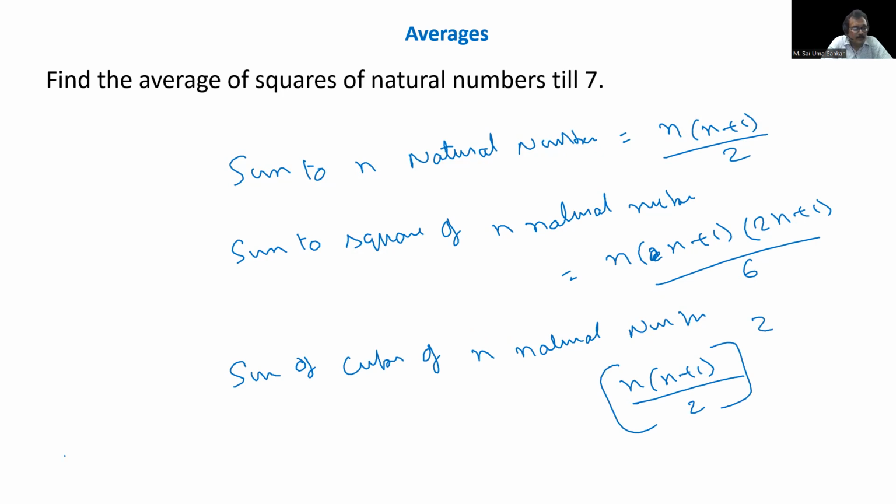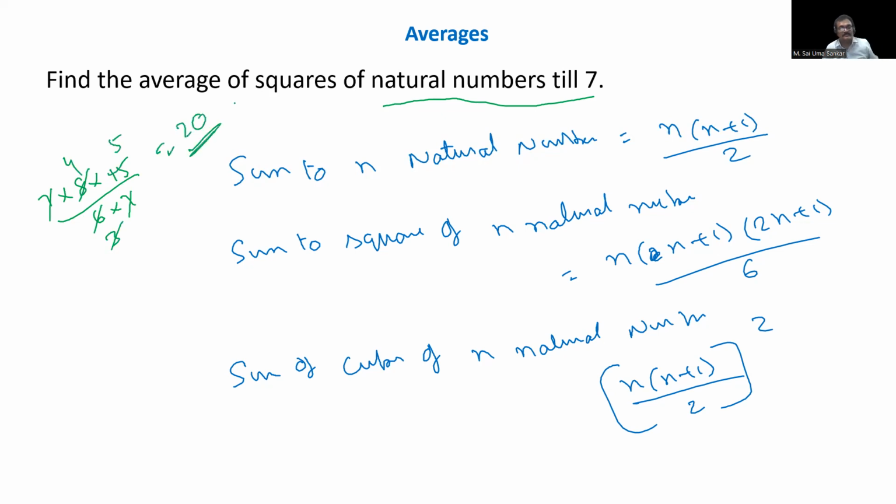Okay, now what is the question here? Find the average of squares of the natural numbers till 7. So what happened? n into n plus 1, 7 into 8 into 2n plus 1, 14 plus 1, 15 by 6 into how many natural numbers are there? That is equal to 7, or not? So you need to divide by 7. Gets cancelled. 2 3 times, 2 4 times. This is equal to 5 times. So what is the answer? Answer is equal to 20.